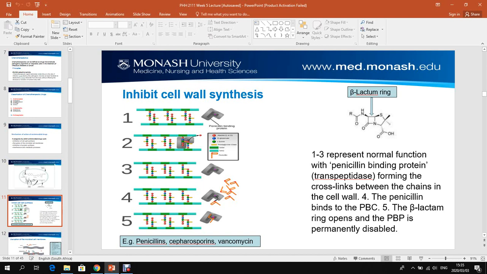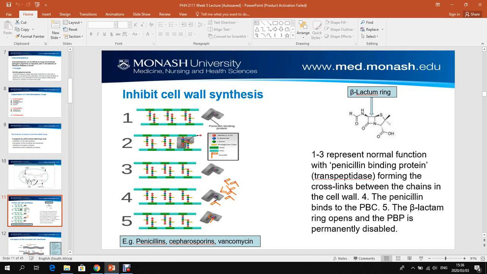And what such drugs that target cell walls have been designed to do is basically to target the transpeptidase enzyme, what we call penicillin binding protein. What they will do basically is to bind to this enzyme, and by doing so, basically they disrupt what we call the beta-lactam ring.